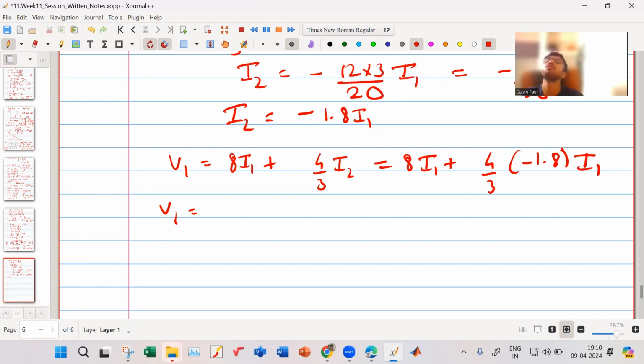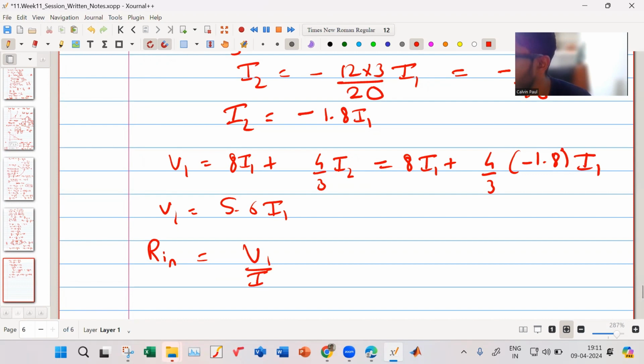Take out the calculator and do it. 5.6 I1. Wait a minute. Yes, it is 5.6 I1. So our input resistance, which is V1 upon I1, is equal to 5.6 ohm.